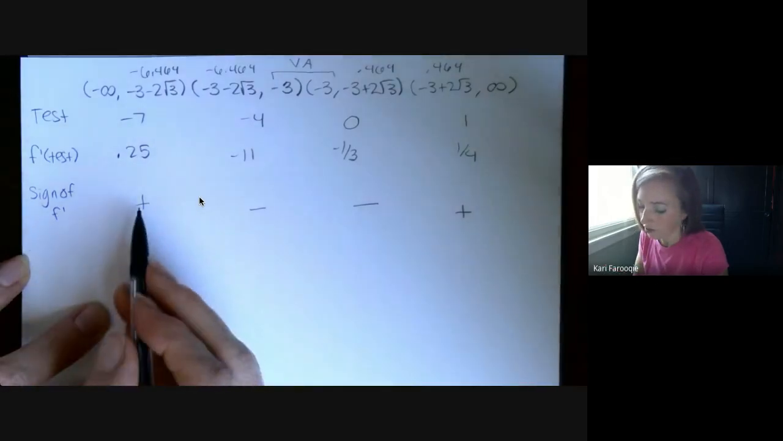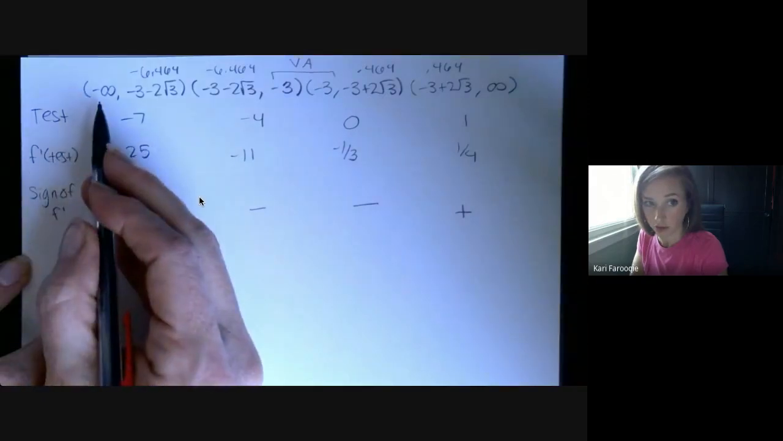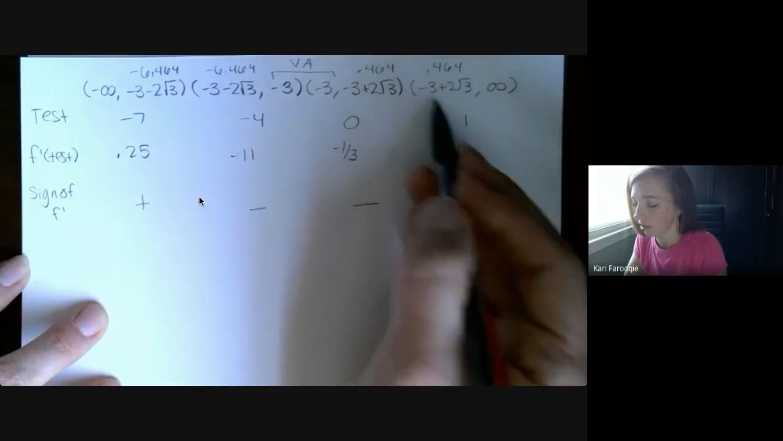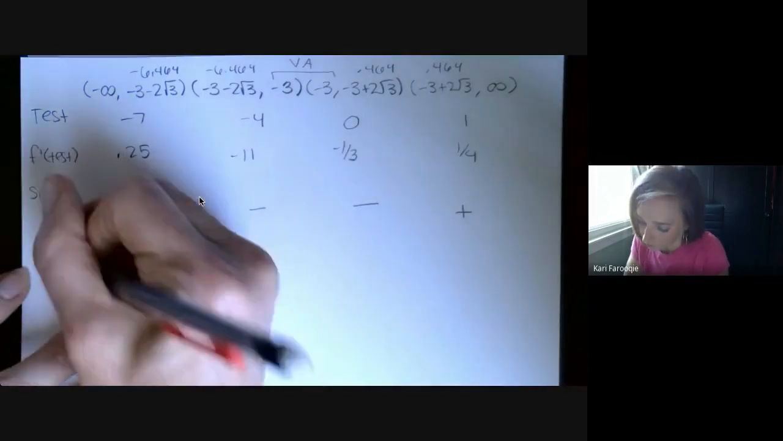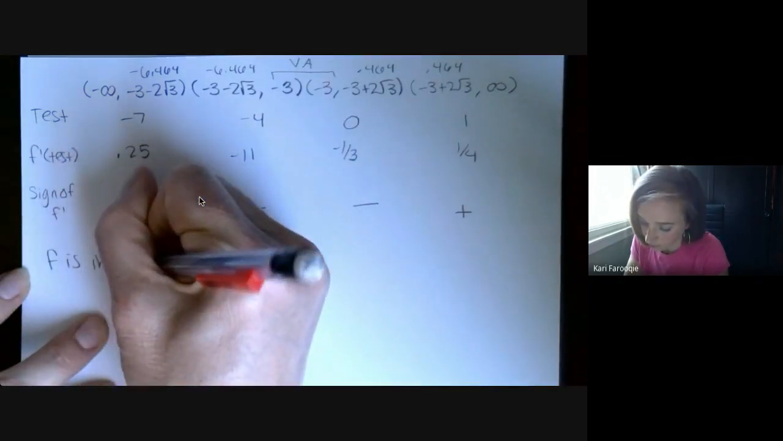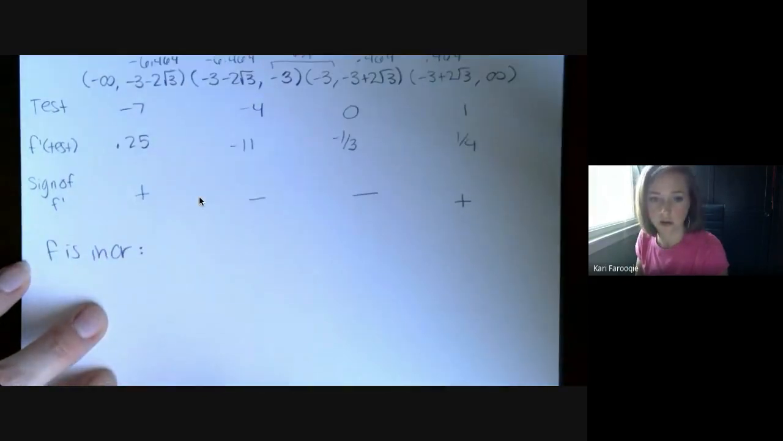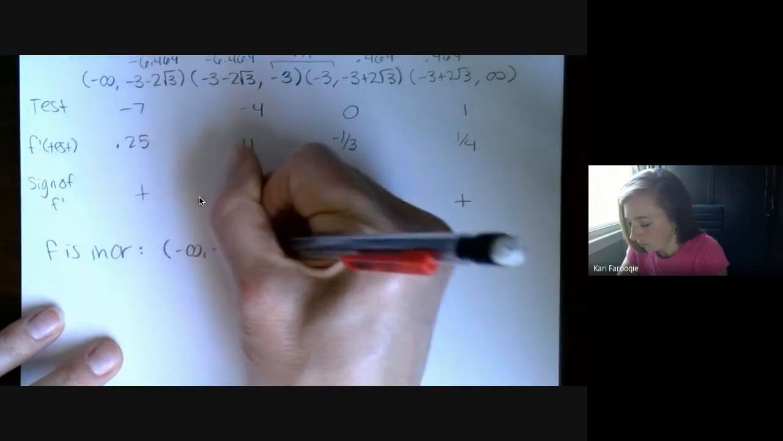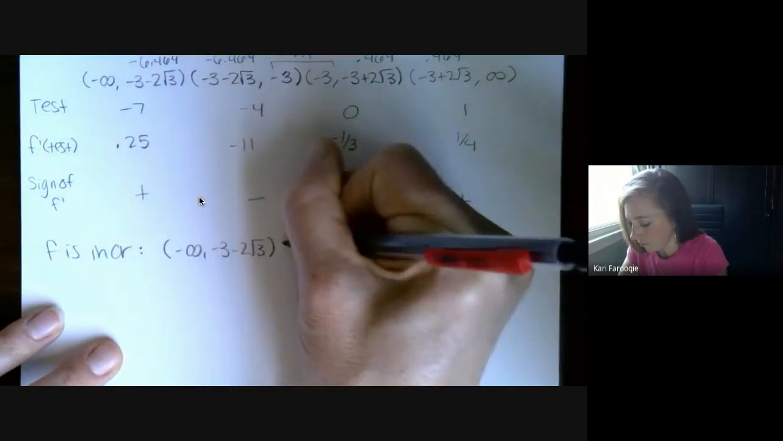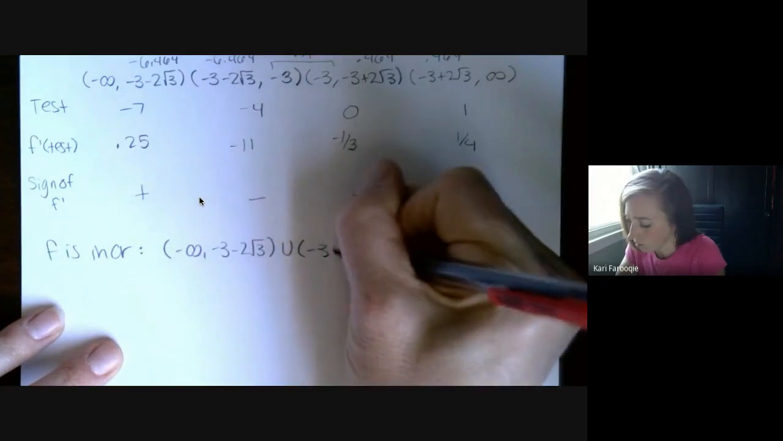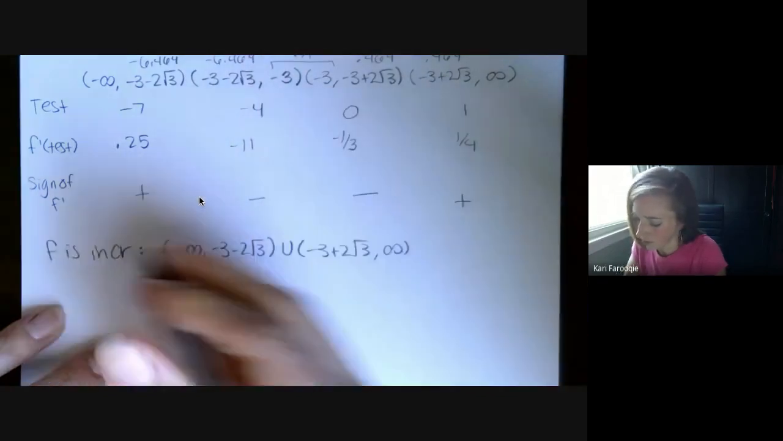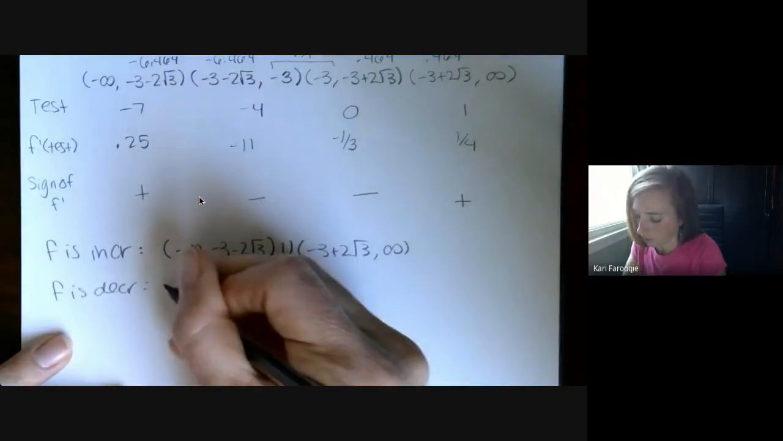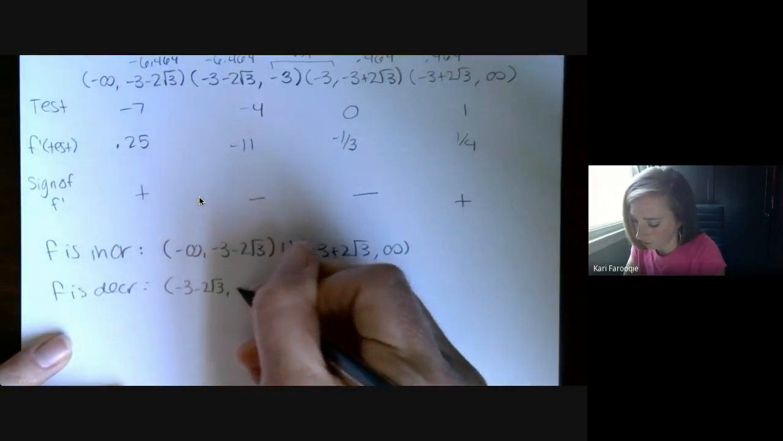So I would say that f is increasing on the interval from -infinity up to your first critical number, and also increasing from your last critical number up to infinity. So f is increasing. You can do lots of abbreviating here on these intervals. And then we'll go up to infinity. And then you can say that f is decreasing on the intervals.